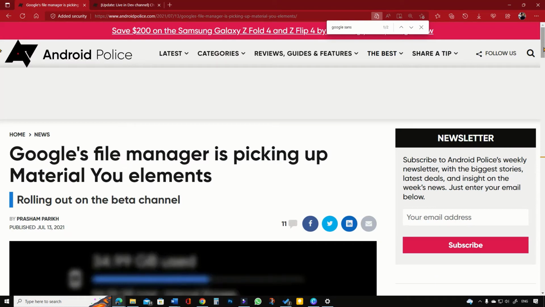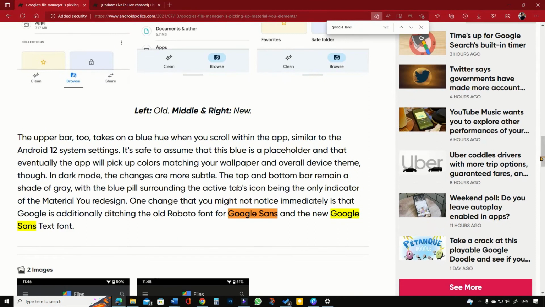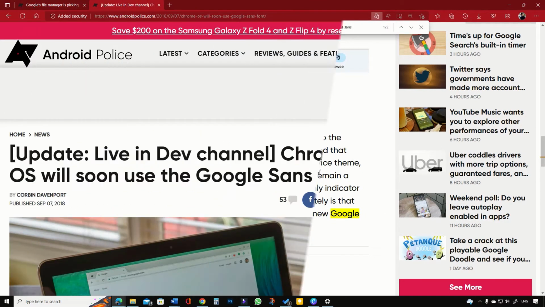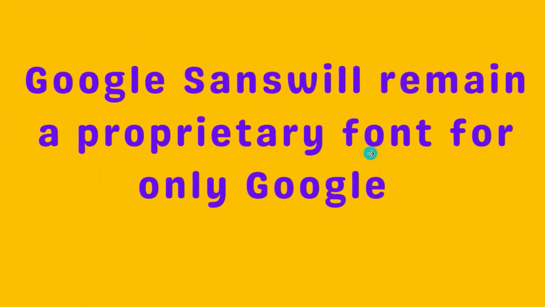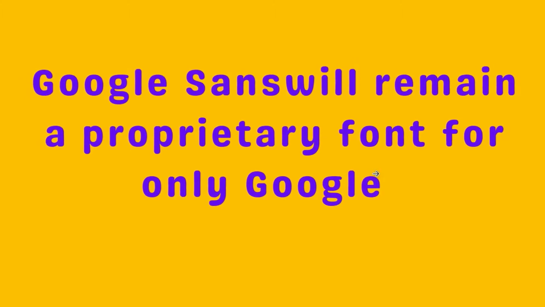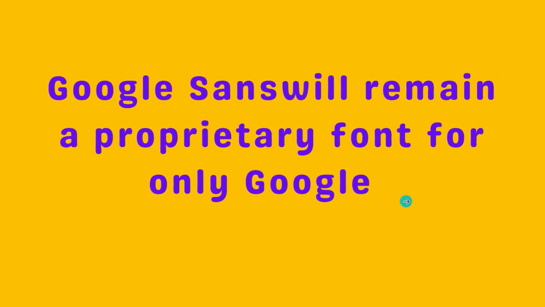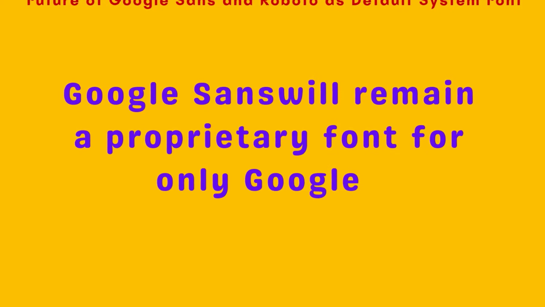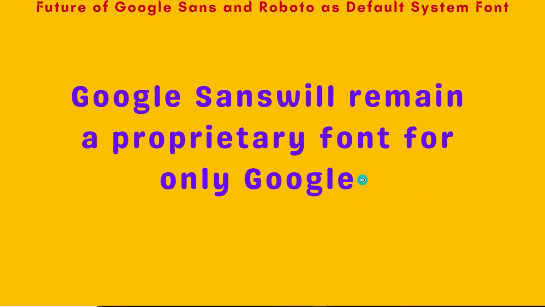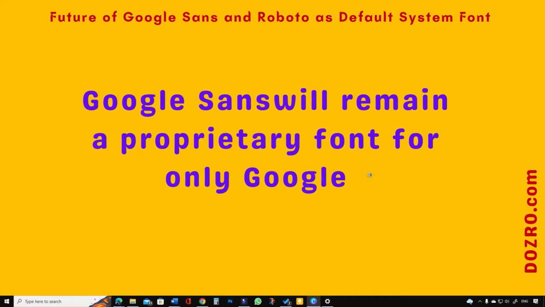In 2021, Google File Manager ditched the old Roboto font for Google Sans font. And this buzz about Google Sans is since 2018. However, in my understanding, Google Sans font may replace Roboto, but it will not be available to be used as primary web font for web designers. It will remain a proprietary font for only Google use, like Segoe UI is for Microsoft.